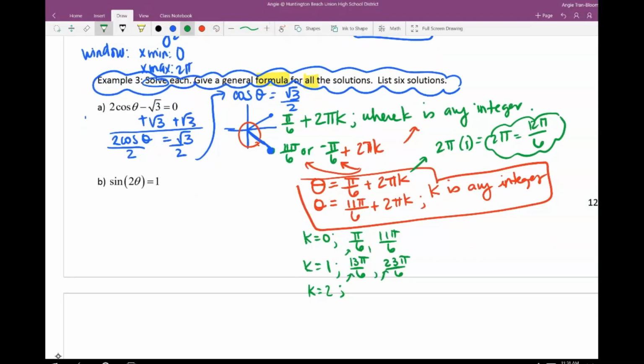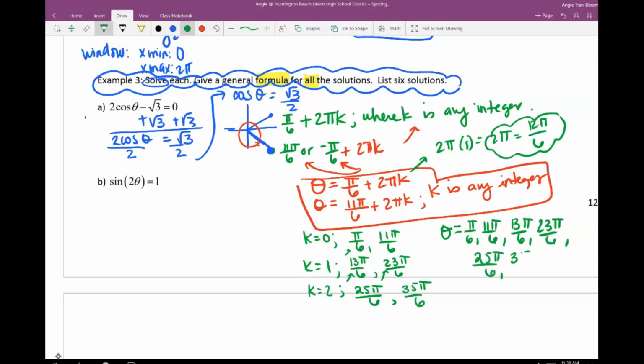So 12 plus 13 is 25 pi over 6. And then 12 plus 23 is now 35 pi over 6. So your 6 solutions are, theta is pi over 6, 11 pi over 6, 13 pi over 6, 23 pi over 6, 25 pi over 6, and 35 pi over 6, okay?